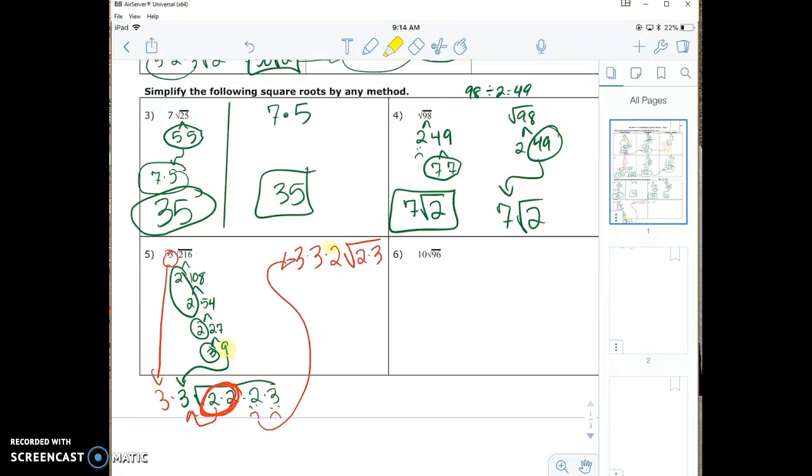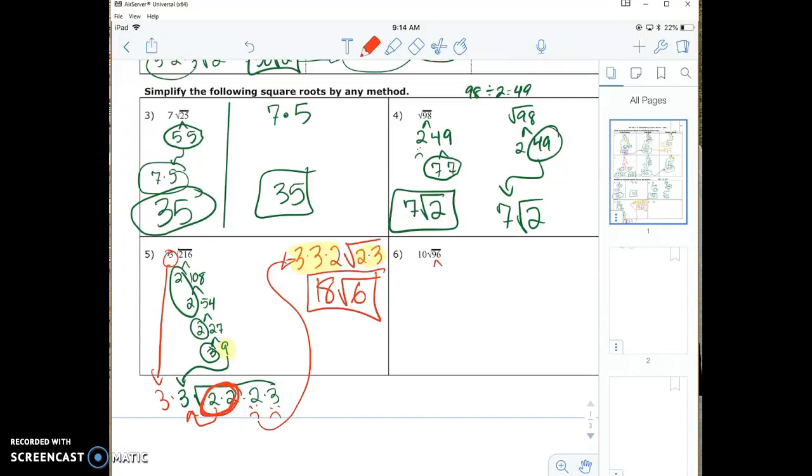My last step to simplify is multiplying. 3 times 3 times 2 is 18. Inside my radical, since I still have 2 numbers, I also have to multiply these. 2 times 3 gives me 6. So my final answer is 18 root 6.